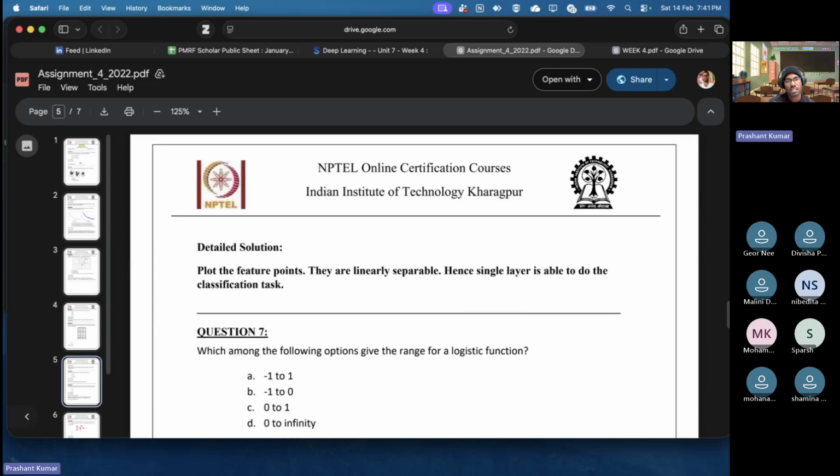The question is, which among the following options gives the range of the logistic function? Logistic is basically a kind of softmax function, that is 1 divided by 1 plus e to the power minus x. So minus 1 to plus 1 is not right, that is a binary kind of function. The range is 0 to 1. So option C.